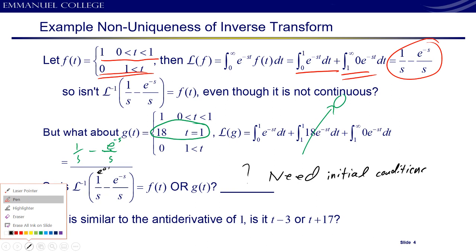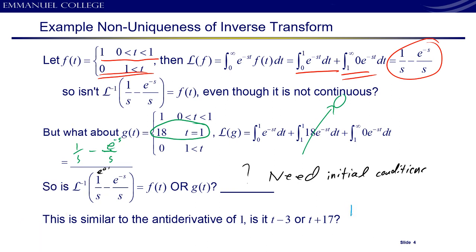Like, just for example, I could do h of t, and it still has 1 for 0 less than t less than 1. I could do 18 if t equals 1, but then maybe it's 0 if 1 is less than t, which is less than 30. And then I could say that it was 17 when t does equal 30. And then go right back to 0 if t is greater than 30.